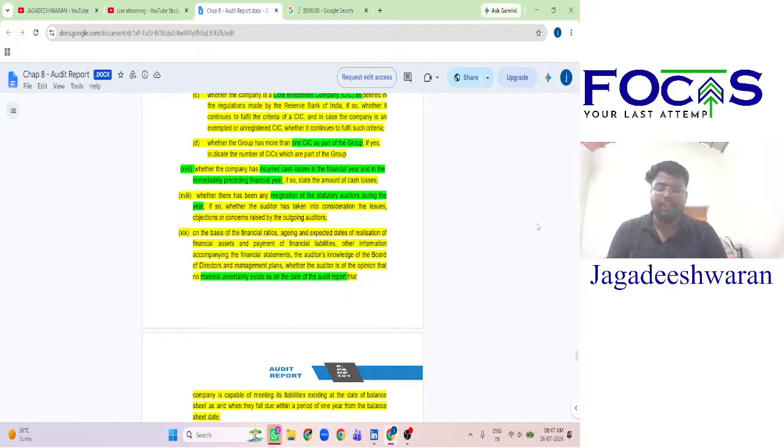Then 18th clause என்னன்னா, whether there has been any resignation of the statutory auditors during the year. If so, whether the auditor has taken into consideration the issues, objections or concerns raised by the outgoing auditors. So என்ன சொல்றாங்க, இந்த வருஷத்துல any resignation of statutory auditors இருக்கான்னு பார்க்கணும். அதுக்கப்புறம் புதுசா வேற ஒரு auditor appoint பண்ணிருக்கோம் இல்லையா, so அப்போ outgoing auditor-ஓட concerns or objections or issues-ஐ consider பண்ணியிருக்காங்களான்னு, இப்போ onboard ஆயிருக்கிற, currently இருக்கிற statutory auditors பத்தி we have to see. That is what 18th clause is all about.